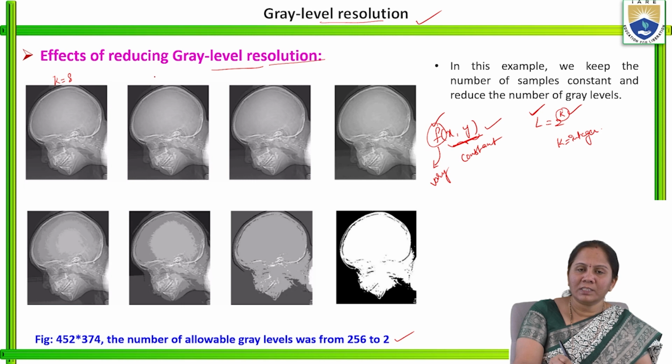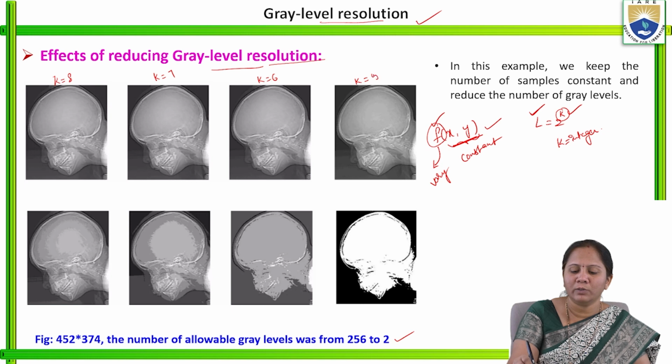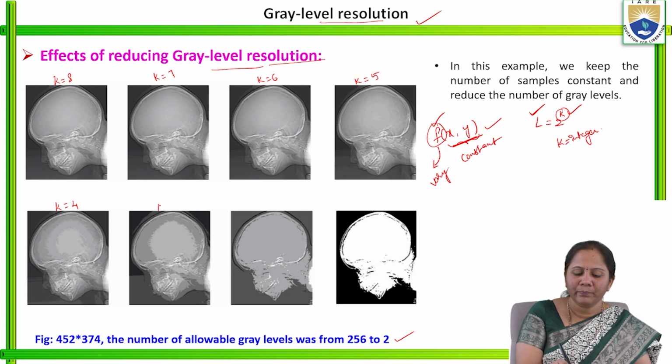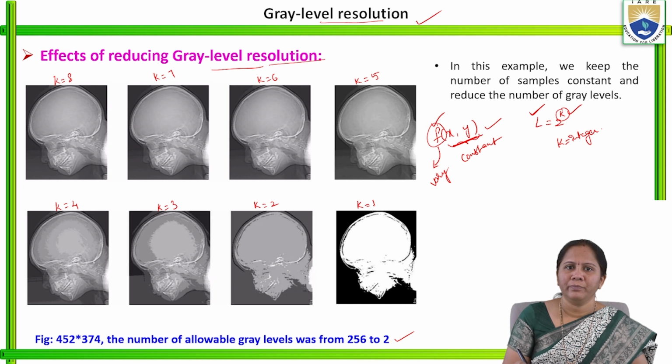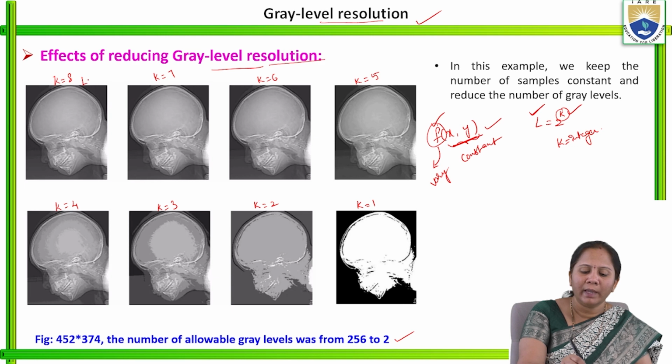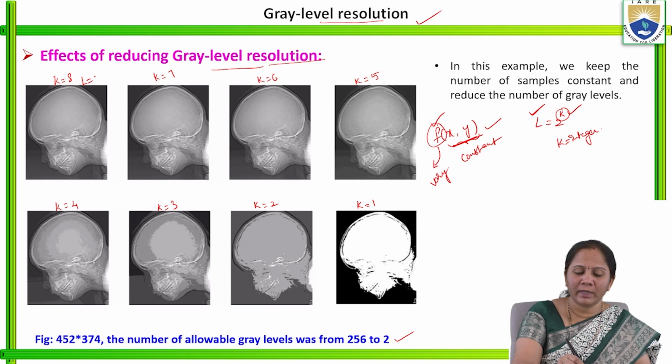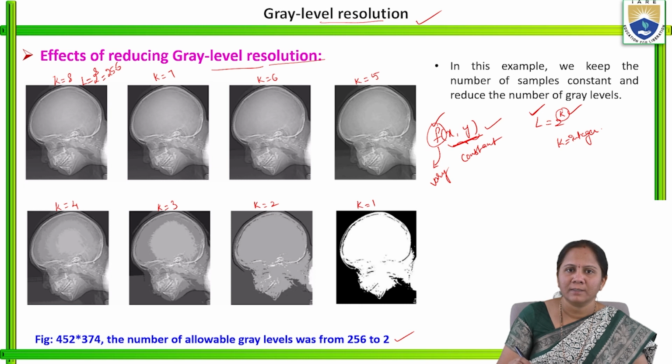Okay, and for the next value, k is equal to 7, k is equal to 6, k is equal to 5. Similarly, here k is equal to 4, 3, 2 and 1. So based on these k values, what will be the value of L? L is equal to 2 power k, that is 2 power 8, where its value will be equal to 256. That means here the number of intensity levels will be 256.